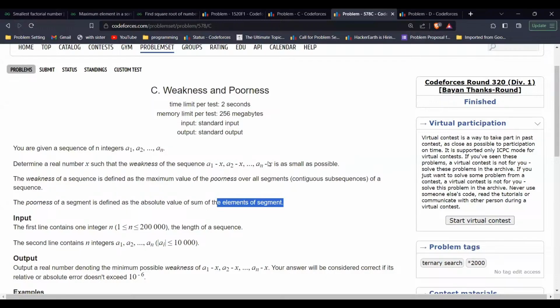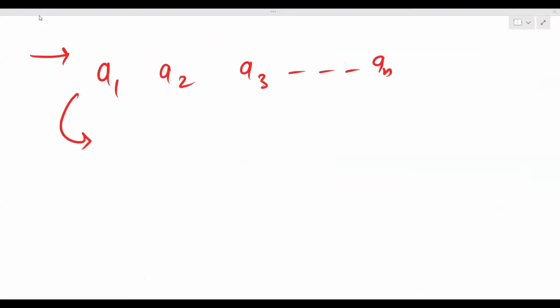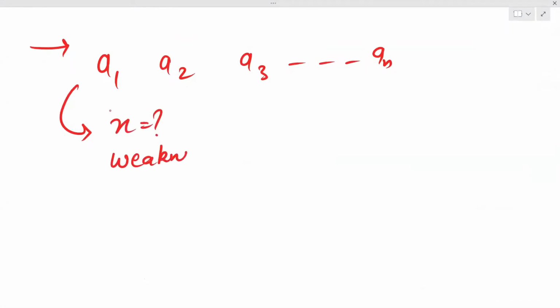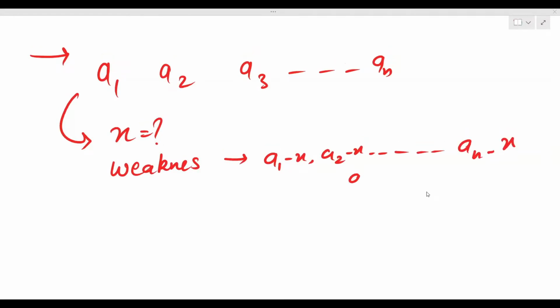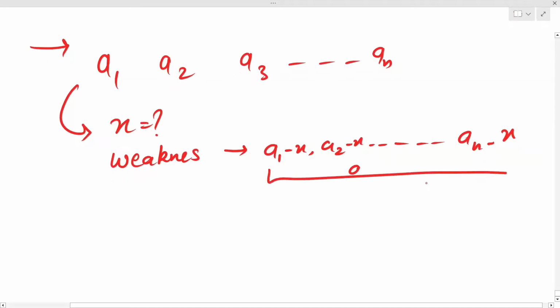Let me first write down the information. We are given an array A1 all the way till AN. In this array, we have to determine a real number x such that the weakness of the sequence, which is A1 minus x and so on, is minimized. We have to bring it as small as possible, so the weakness of this sequence should be minimum.